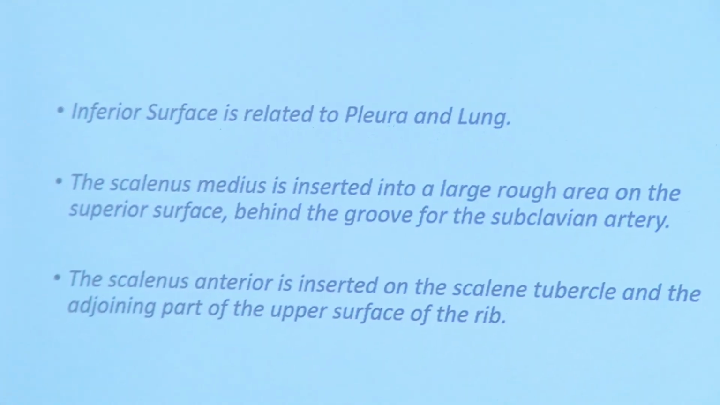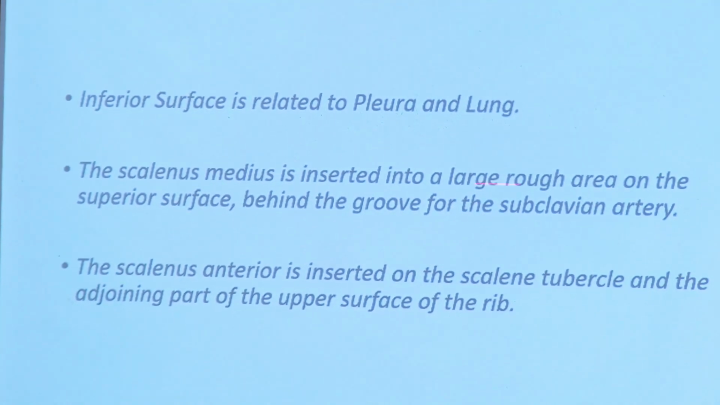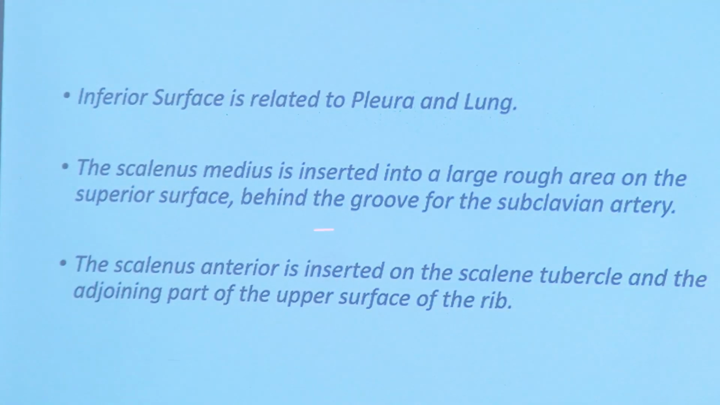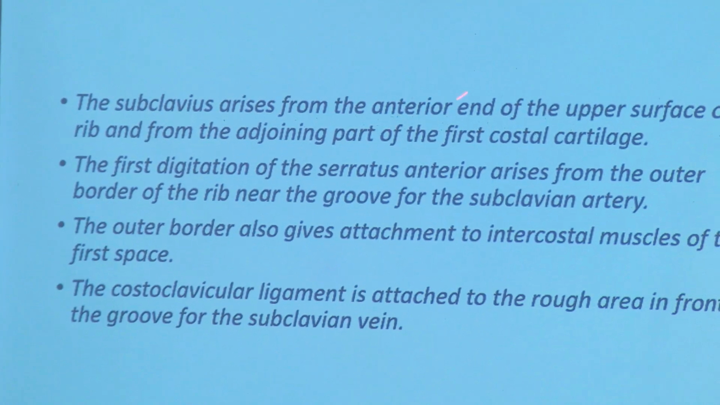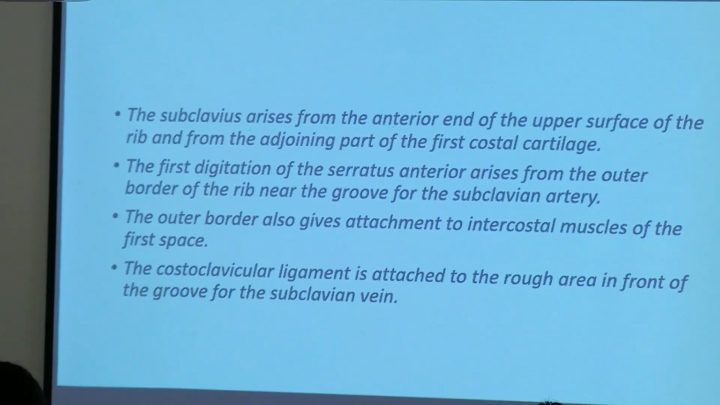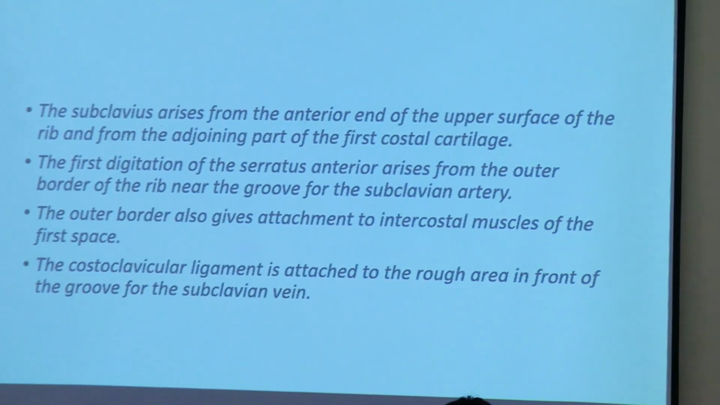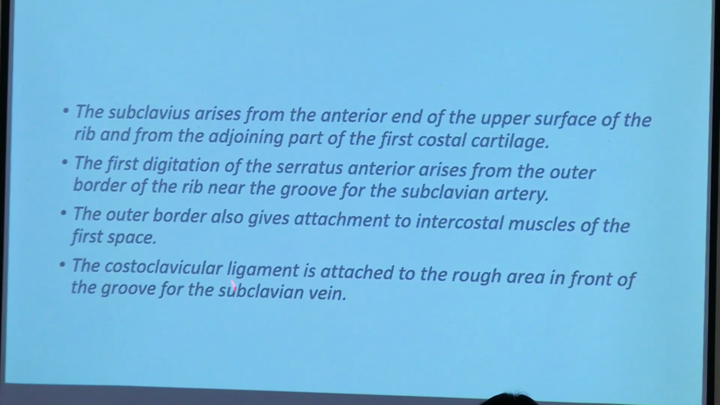Okay? The scalenus medius is inserted into a large rough area on the superior surface behind the groove for the subclavian artery. Okay? The scalenus anterior is inserted on the scalene tubercle and the adjoining part of the upper surface of the rib. Okay? The subclavius arises from the anterior end of the upper surface of the rib and from the adjoining part of the first costal cartilage. Okay, write, write, you have to write.